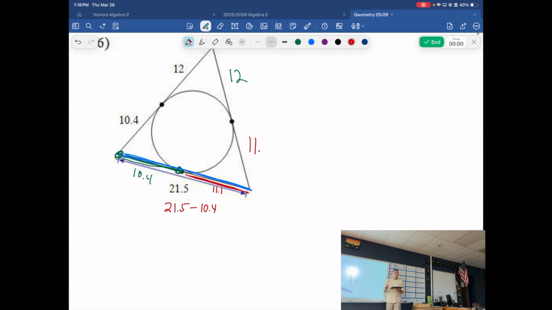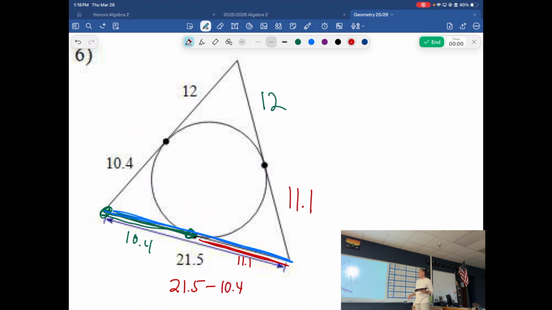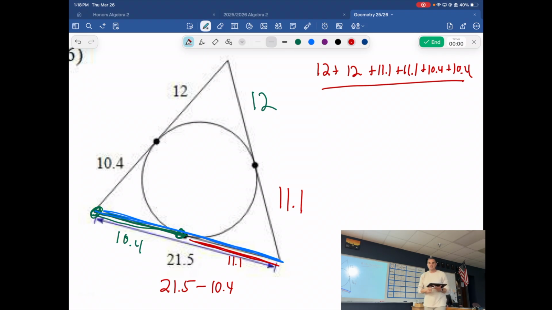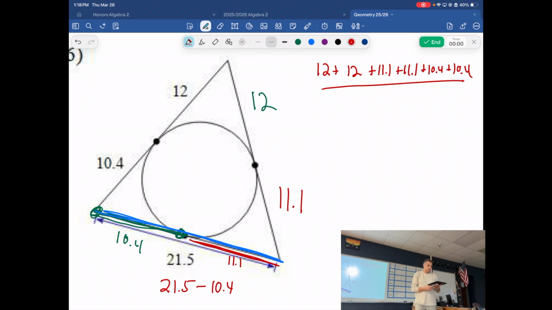Now, what does it mean, perimeter? Perimeter means I need all of the sides. I need to know the length of each of the sides. So I got to take these parts, 12, 12, 11.1, 11.1, 10.4, and 10.4, and add them all together. That's what perimeter means. Perimeter is the distance around an object. So we have to take each of these pieces and add them together. 12 and 12 is 24.